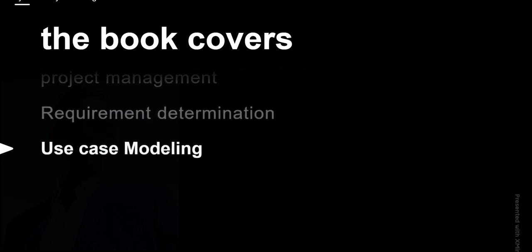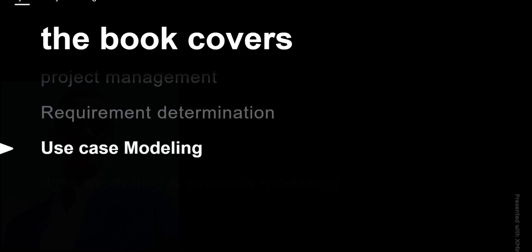And the fourth topic is use case modeling. Use case models are essential for capturing and representing system functionalities and user interactions, and this chapter explains the use case modeling techniques and how they help in system analysis and design.